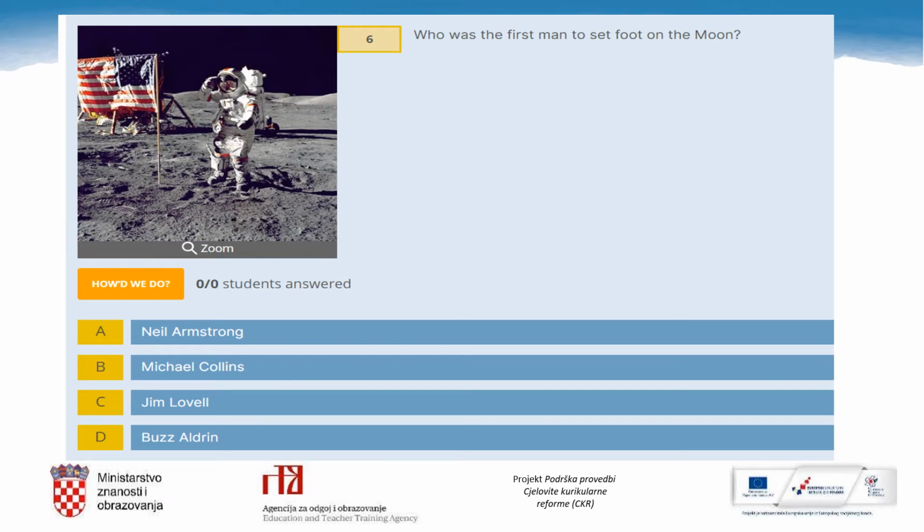Who was the first man to set foot on the moon? A. Neil Armstrong. B. Michael Collins. C. Jim Lovell. Or D. Buzz Aldrin. The correct answer is A. Neil Armstrong.